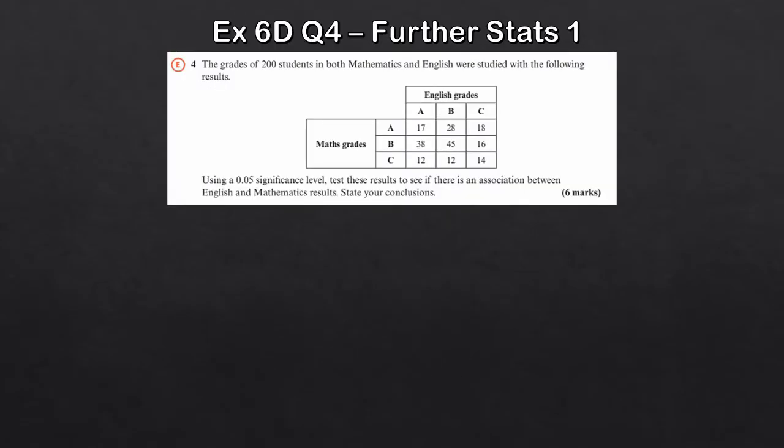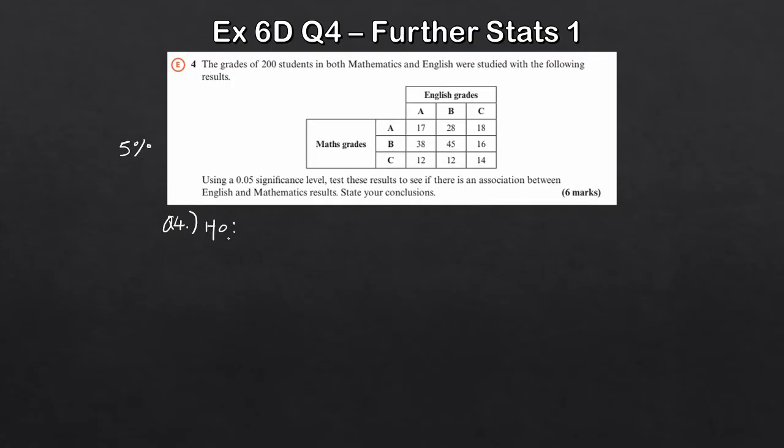So another chi-squared question here. Very standard question, just comparing two kinds of grades, usually the case, or something to do with drugs. So question 4. Don't be put off by the 0.05 significance level, it's just a 5% significance level. Like any hypothesis test here, we need to define our hypotheses.